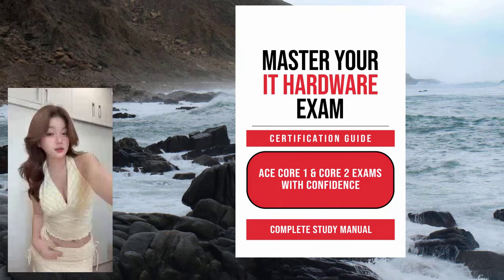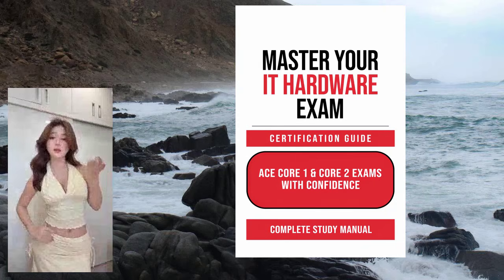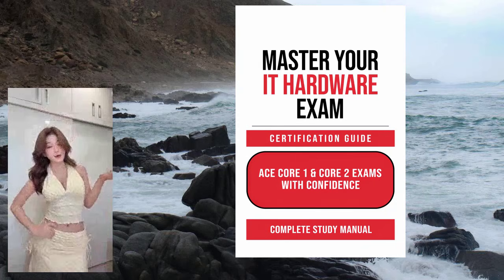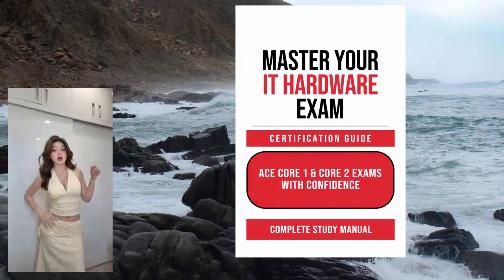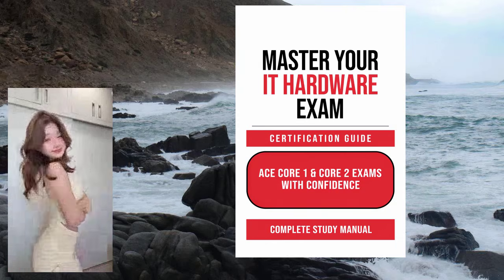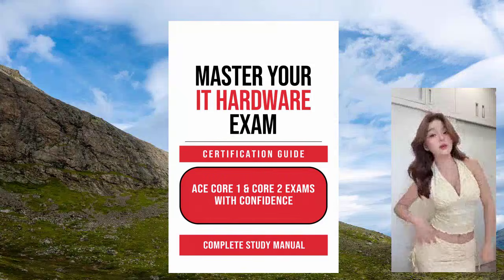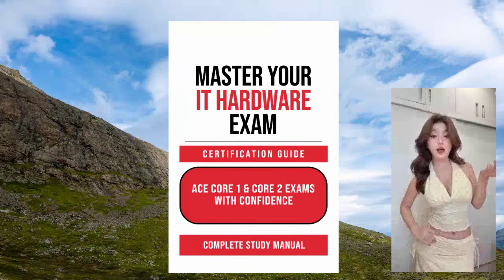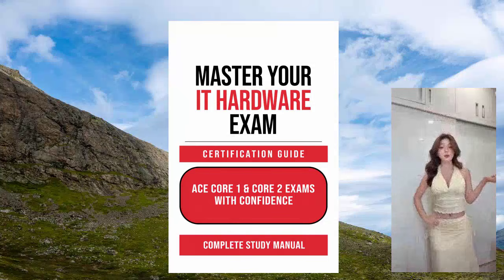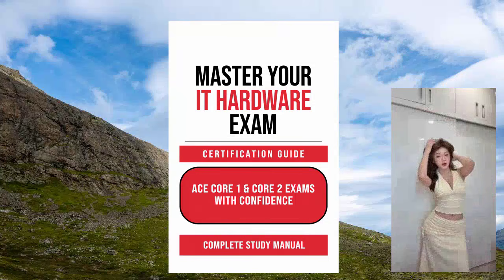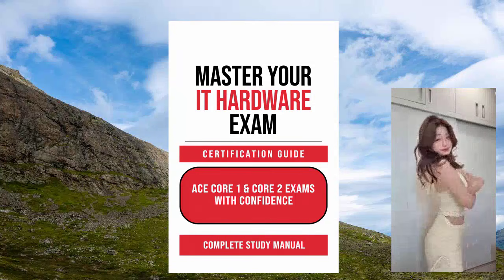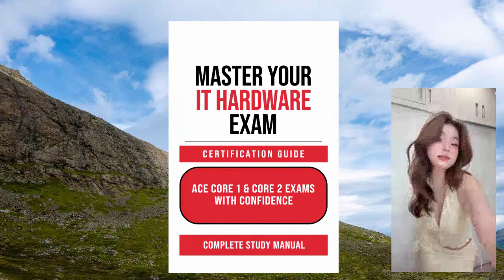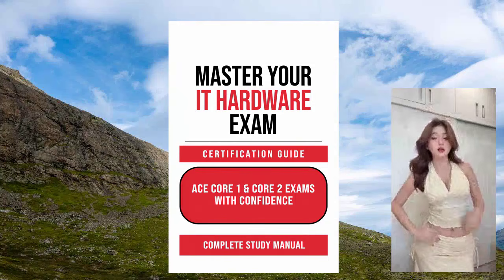Number 2. Wide Area Network, WAN. Definition: a network that spans a large geographical area, such as a city, country, or even across continents. Purpose: WANs are used to connect LANs and other networks, allowing communication over long distances. Example: the Internet itself is the largest example of a WAN, connecting billions of devices globally.